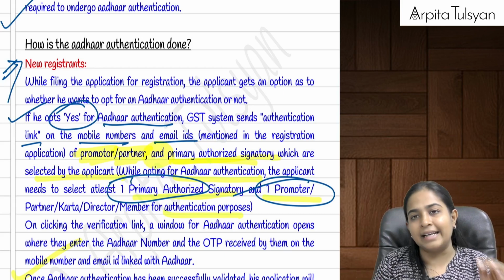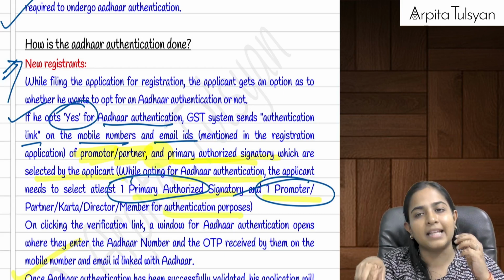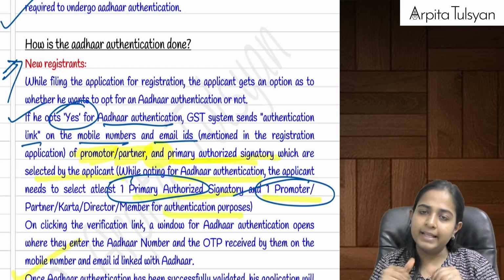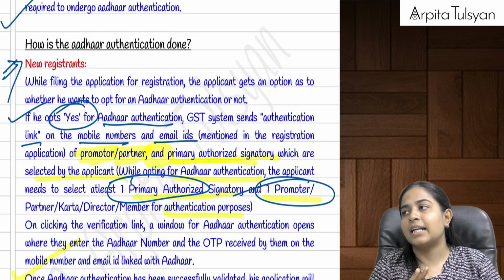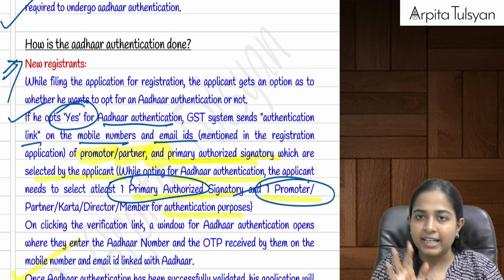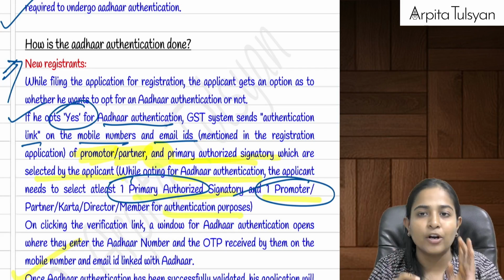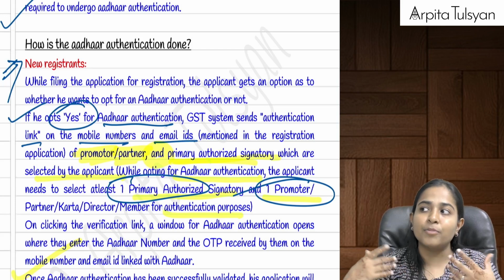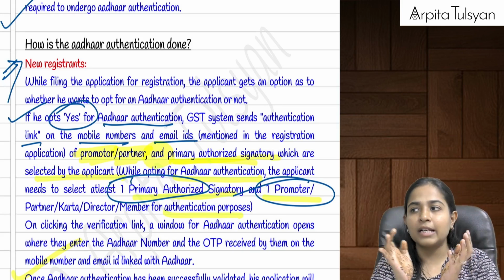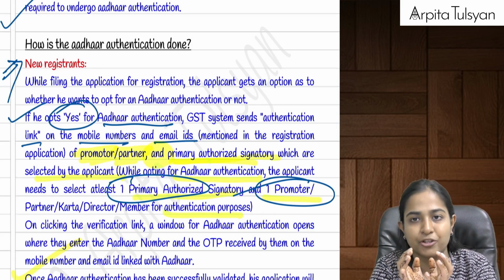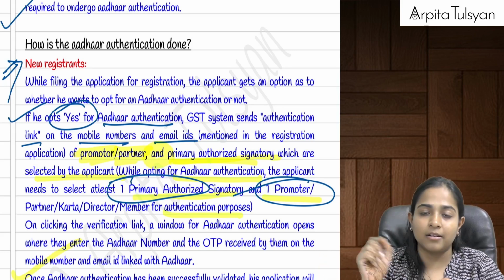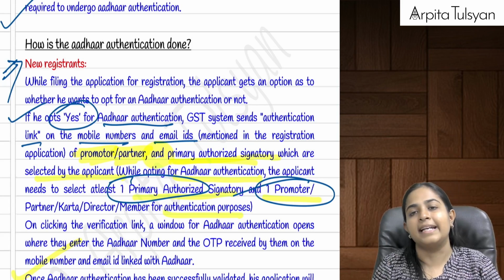Then once you open that link, you will put your Aadhaar number there. Aadhaar OTPs will be sent to your mobile number and email address, and if you feed that OTP, then the Aadhaar authentication is done. This Aadhaar authentication has to be done for two persons. One is, if it is a proprietorship, then of that individual person. If it is a partnership, then any one of the partners. If it is a company, then it has to be done of the promoter, or of one whole-time director. So one person either from the owner or one person from the management, that is one person whose Aadhaar authentication will be done, and yes, along with that, one primary authorized signatory, that person.